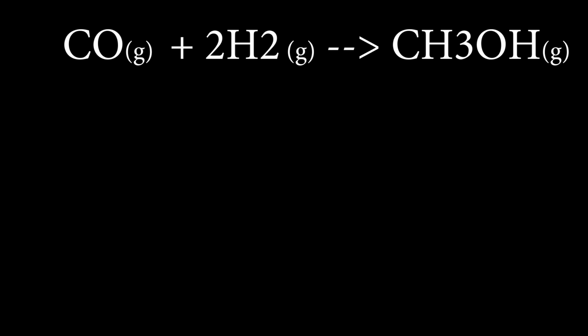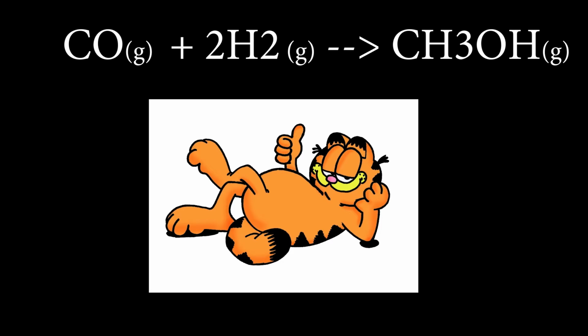To balance this, you put a 2 in front of H2 because there will now be 4 hydrogens on this side and 4 hydrogens on this side. Everything else is set up fine, so we're done with balancing.